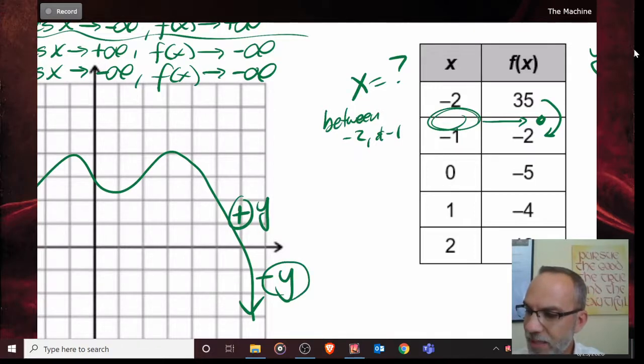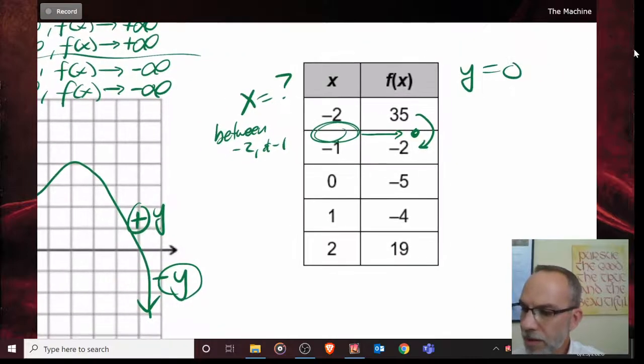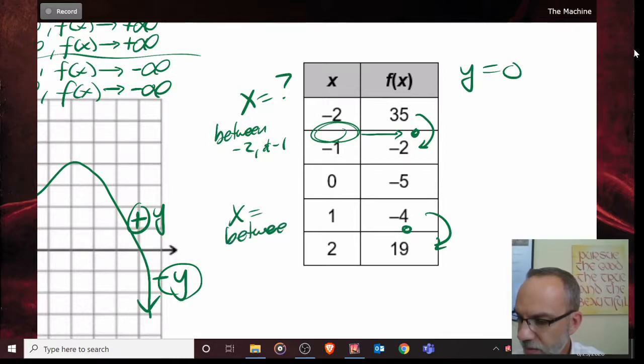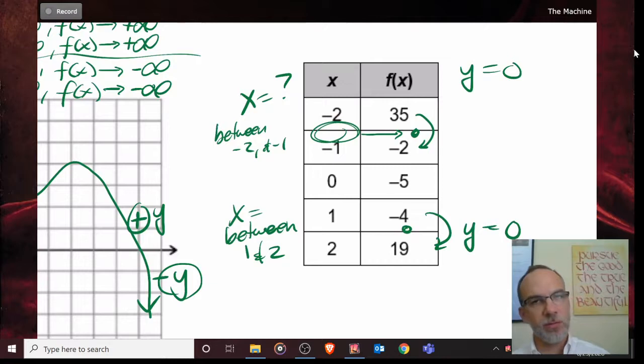Well, that guarantees that you've got a 0 in there somewhere, because you can't go from positive to negative continuously without crossing 0. All right, so is there another sign change? Yeah, there's one right here. Okay, there's a 0 in here someplace, probably closer to negative 4 than negative 19. So there's also an x value somewhere between 1 and 2 that gives you a y value of 0. That's how you would look and find it in a table.